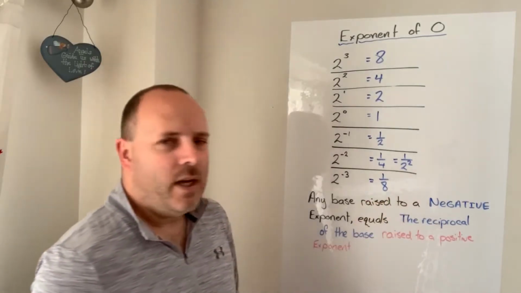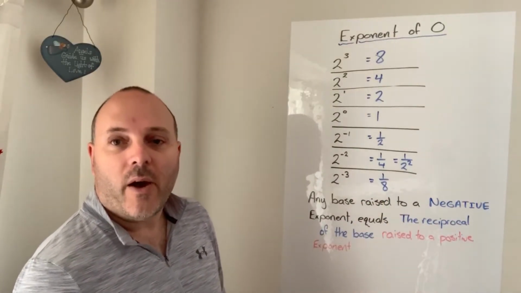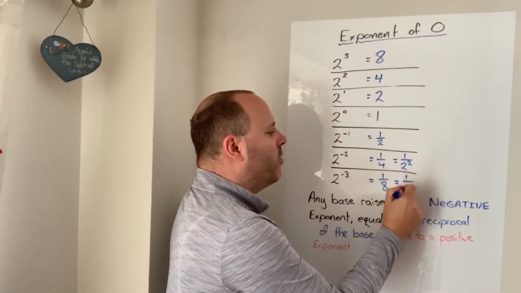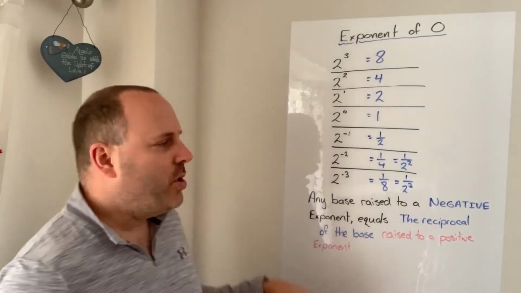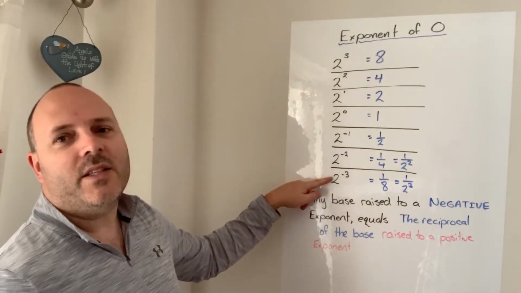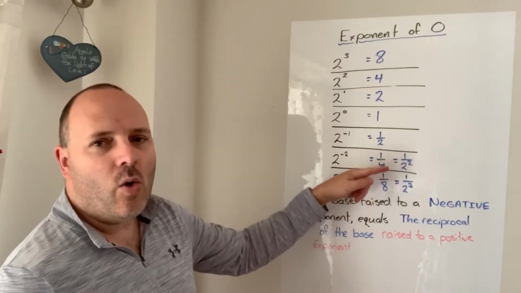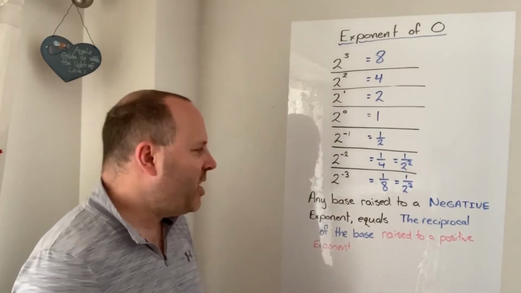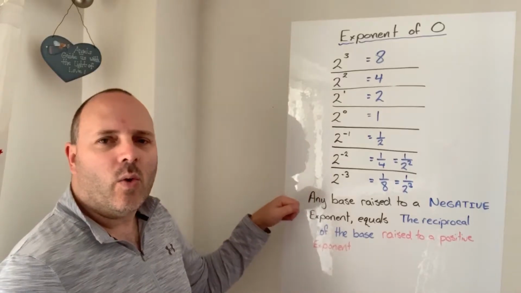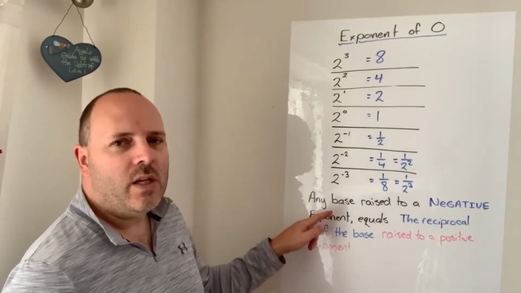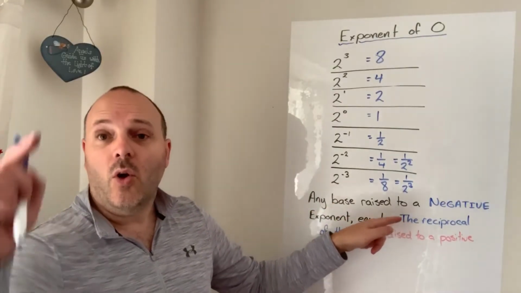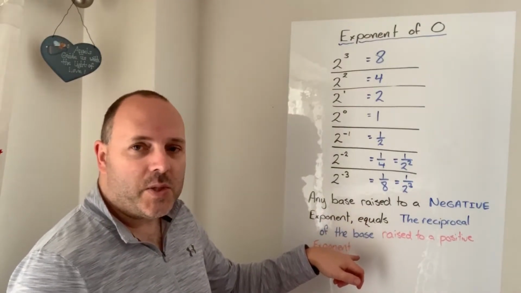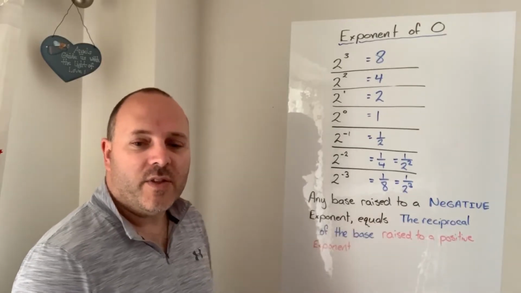If I divided by 2 again, I'd get 1/8. And 8 is 2 to the power 3, remember? So I've got 1 over 2 to the power 3. 2 to the power of negative 3 is the same as 1 over 2 to the power 3. We sum that up by saying any base raised to a negative exponent equals the reciprocal, 1 divided by the number, of that base raised to a positive exponent.